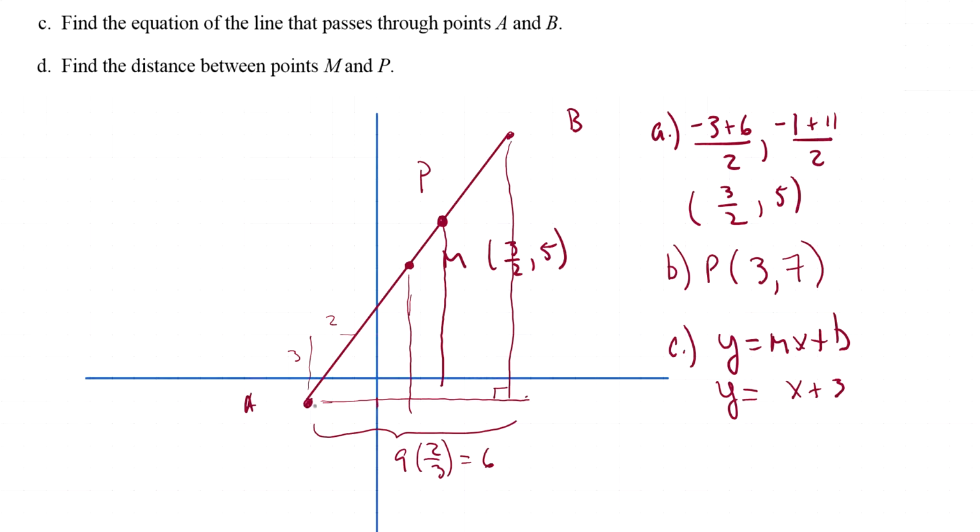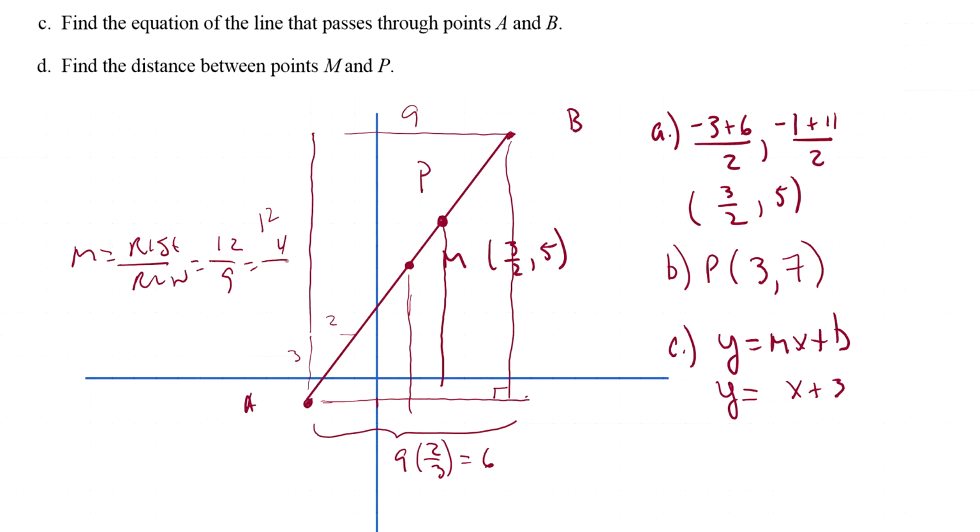Up 3 over 2. If we're not sure, let's just do the whole thing, just to make sure. So 1, 2, 3, 4, 5, 6, 7, 8, 9, 10, 11, 12. This is 12. 1, 2, 3, 4, 5, 6, 7, 8, 9. Okay, so slope equals rise over run, which is 12 over 9, which is 4 over 3, which is not what I had, but that's 4 over 3.